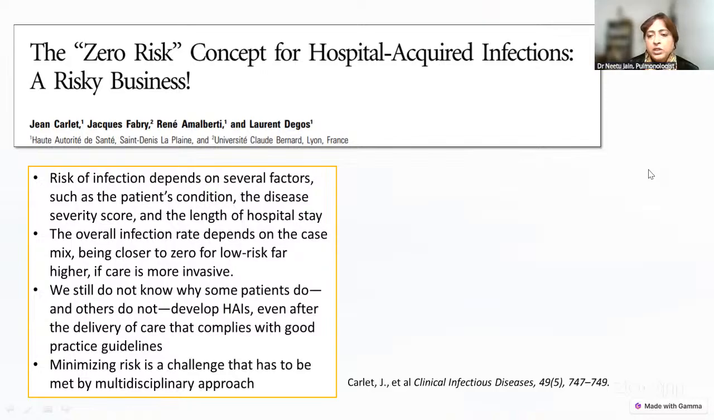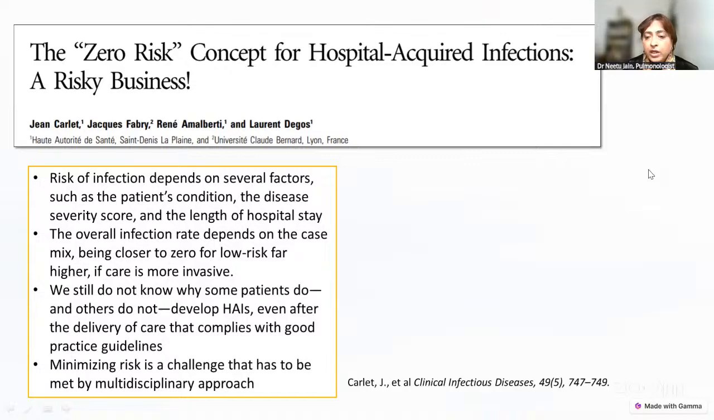Then comes the question of insurance companies. It is acquired infection in the US. The insurance company punishes the hospital by not giving them their dues and all.